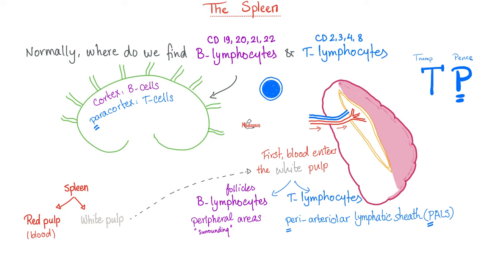Let's talk about another police station, the spleen. What does police station contain? Police officers? Lymphocytes, you mean? Yeah. B lymphocytes and T lymphocytes?